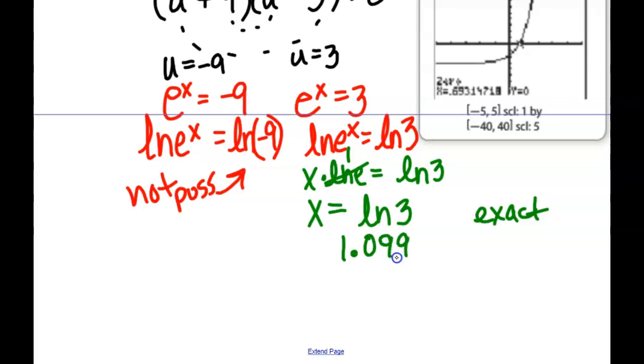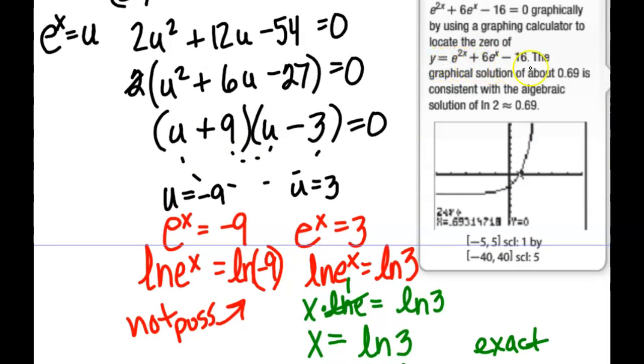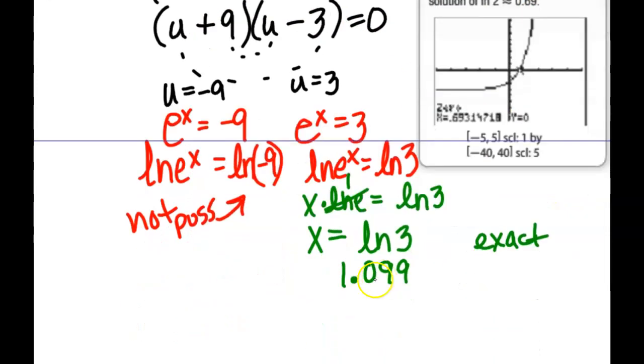Sorry, 1.099. They suggest you also could have graphed this. Okay, that would have been way easier, right? If you graph something like this and see where it has a 0, it would give us the decimal, but it would not give us the exact answer.